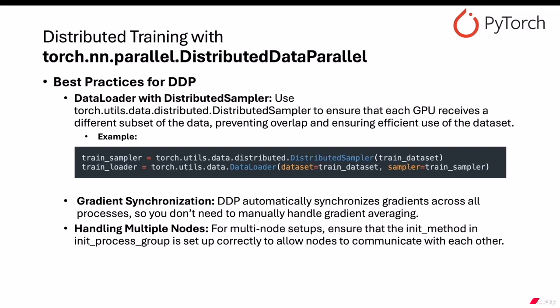Gradient synchronization. DDP automatically synchronizes gradients across all processes, so you don't need to manually handle gradient averaging. Handling multiple nodes. For multiple node setups, ensure that the init method in init_process_group is set up correctly to allow nodes to communicate with each other.